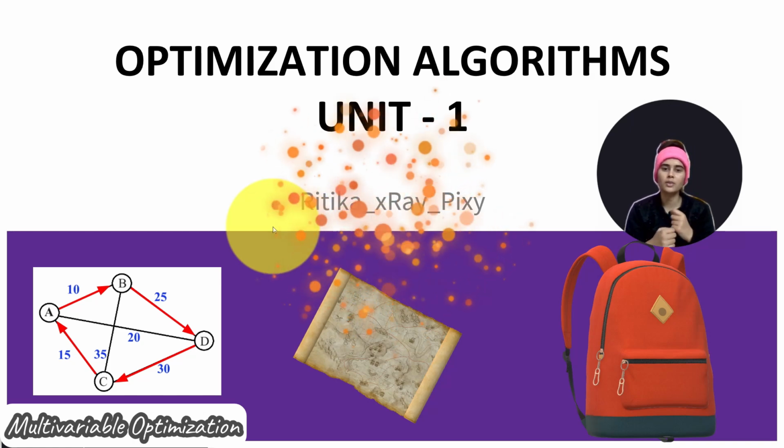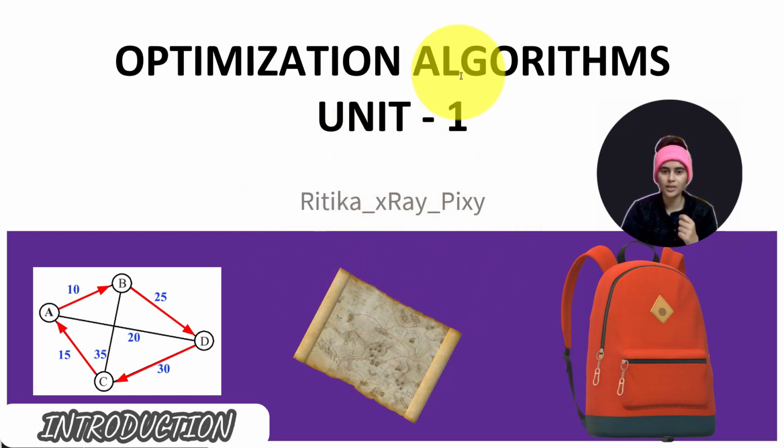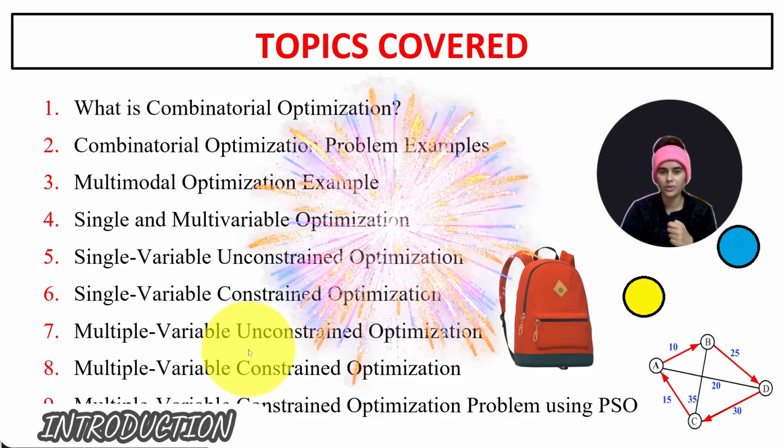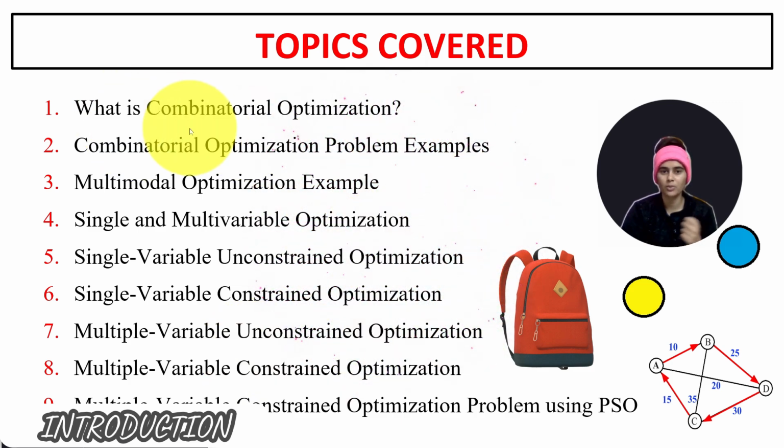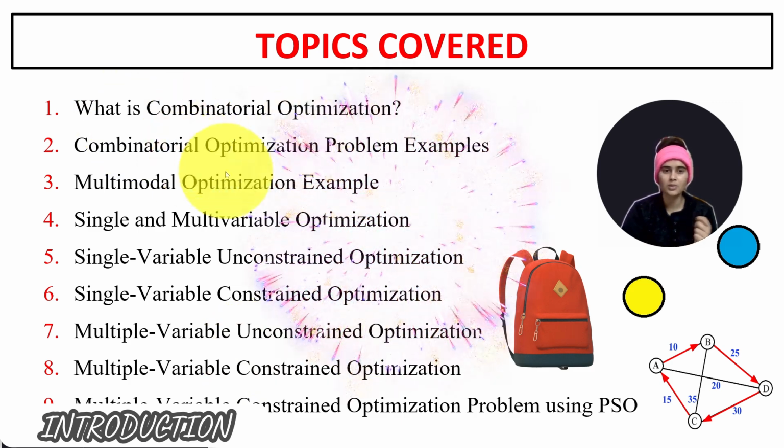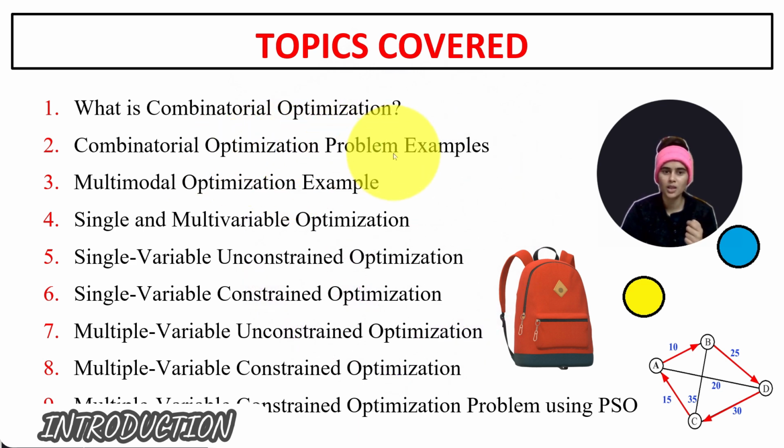In this video, we will cover the remaining topics from Unit 1. Here you can see the topics covered in this video. First, we have combinatorial optimization. Then we will try to understand different types of combinatorial optimization problems using examples. Multimodal optimization problem using example.